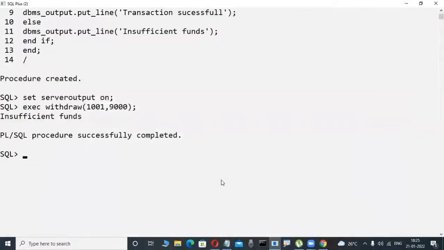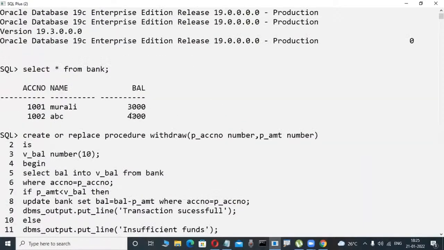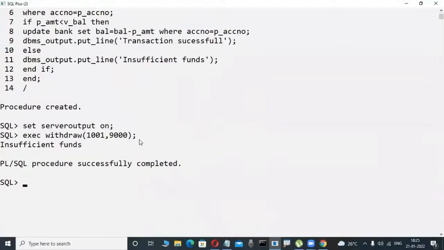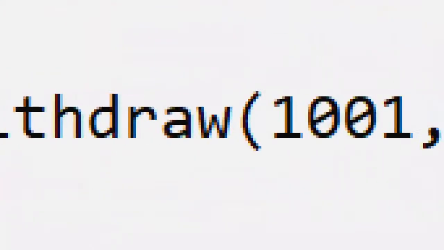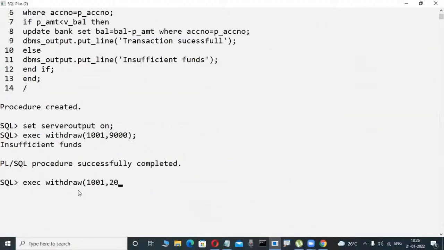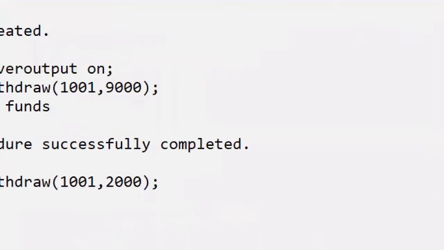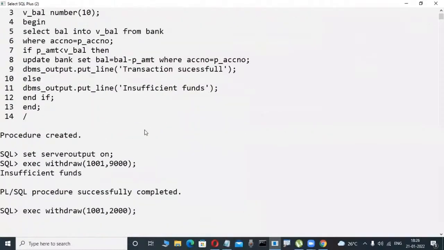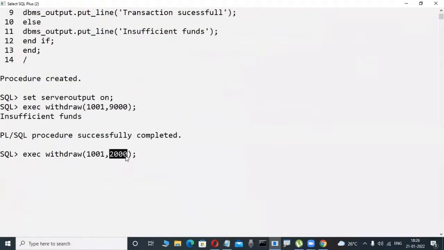Another case, OTP validation, all those things are the same. And now check it out. For example, in this case my balance is 3,000. Now I try to withdraw 2,000 rupees, for example. Observe it here. 1001 is my account number. I try to execute withdraw again. Okay, so now the procedure. Now I try to withdraw 2,000 rupees. Possible. Why? Because my balance is 3,000, but I try to withdraw only 2,000, which is possible.